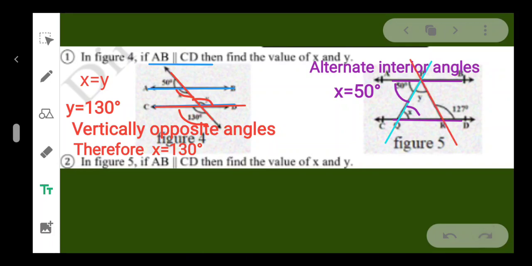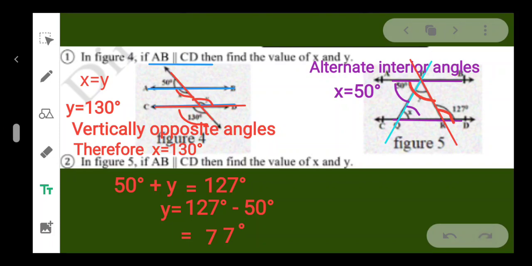Again, this line is also a transversal. AB and CD are parallel. Therefore, this angle 50 plus y must be equal to this angle, this is 127 degrees. Therefore, we can write 50 plus y is equal to 127 degrees, and we can find y after transposing the 50, y is 77. And don't forget to put the mark of degree, otherwise you will lose marks.